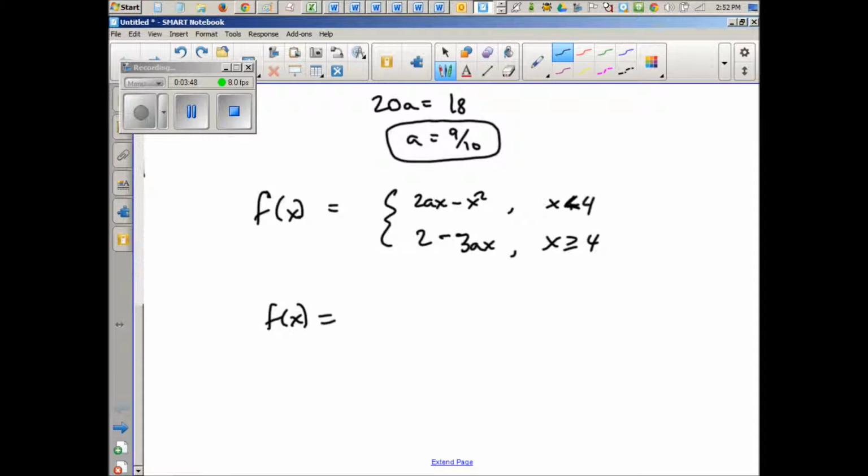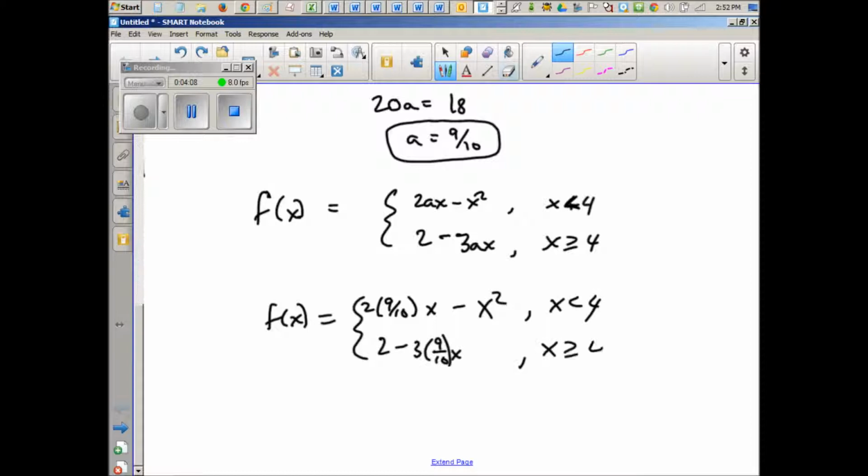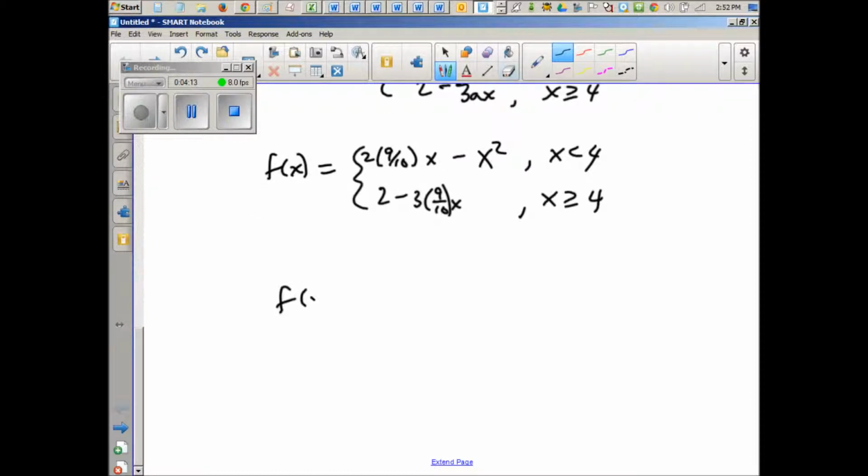So basically you have 2 times 9/10 x minus x squared, and 2 minus 3 times 9/10 x, and this is for x is less than 4, and this is for x is greater than or equal to 4. See? Okay, so this function is officially, they didn't really ask us to write this, but 9/5 x minus x squared is the quadratic part, and 2 minus 27/10 x, that's your linear part.